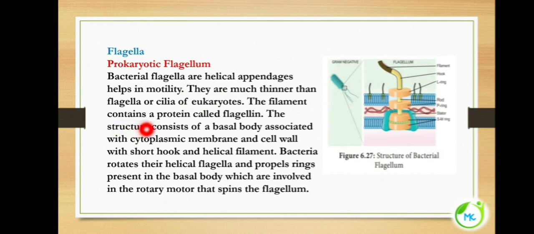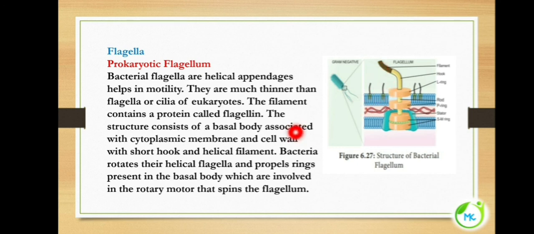The flagellum contains a filament made of a protein called flagellin, and the structure consists of a basal body associated with the cytoplasmic membrane. So this is the basal body. The flagellum is anchored in the basal body. This basal body is associated with the cytoplasmic membrane and the cell wall. Apart from the basal body, it has a short hook-like structure and also a helical filament. So it consists of three parts: number one, basal body; number two, hook; number three, filament. These are the three parts of a prokaryotic flagellum.